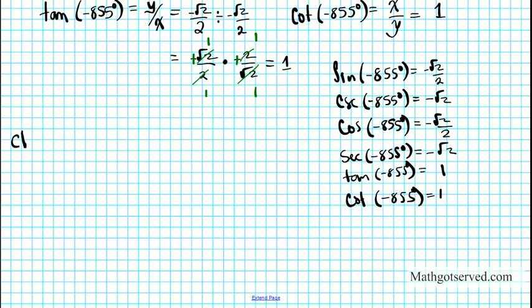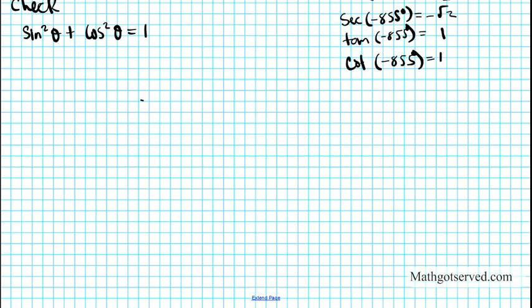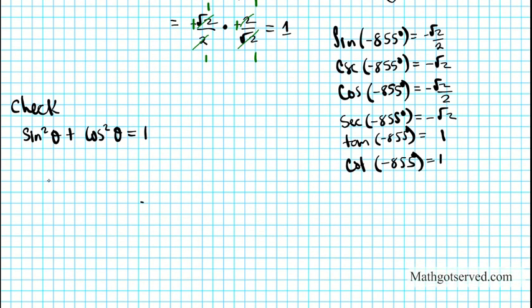So let's do our check right here. The first Pythagorean identity I'm going to use to check is sine squared theta plus cosine squared theta equals 1. Okay? Alright, let's go ahead and check that. So sine theta is negative root 2 over 2, so I'm going to put it right here: negative root 2 over 2 squared, plus cosine theta is negative root 2 over 2, negative root 2 over 2 squared. Is it equal to 1? If I simplify the left side, do I get the right side?